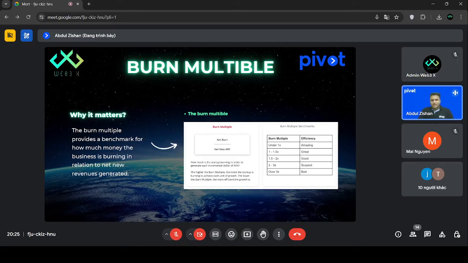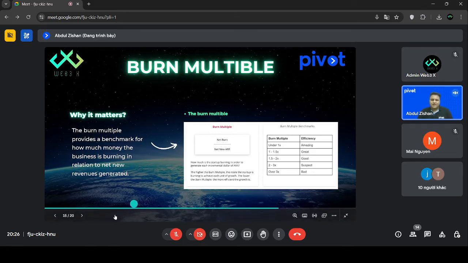So in Web3, keeping a low burn multiple is crucial, especially in volatile markets, because we see the volatility in our markets is pretty high compared to the traditional markets. So strategic partnerships can help you manage cost here, such as collaborating with the technology providers, achieving some discounts, joining accelerator programs as you have done for funding and resources. So this is a way you actually achieve the right burn multiple.